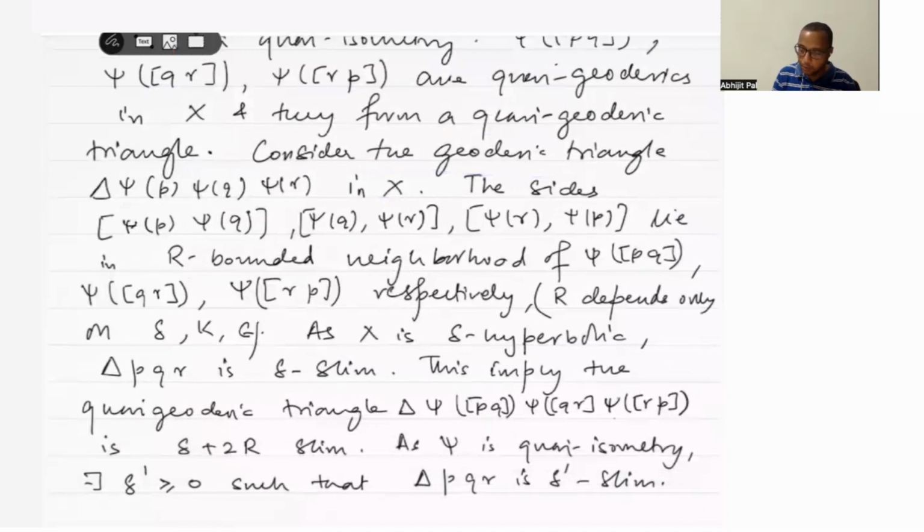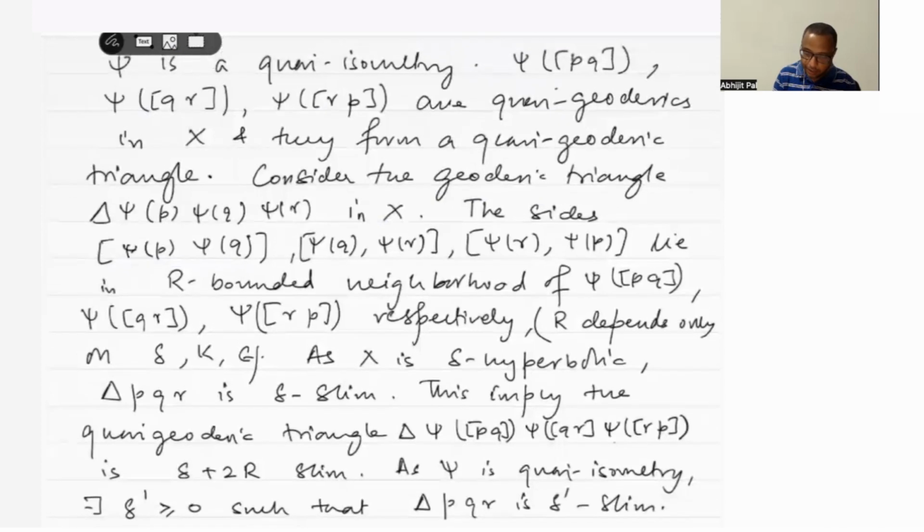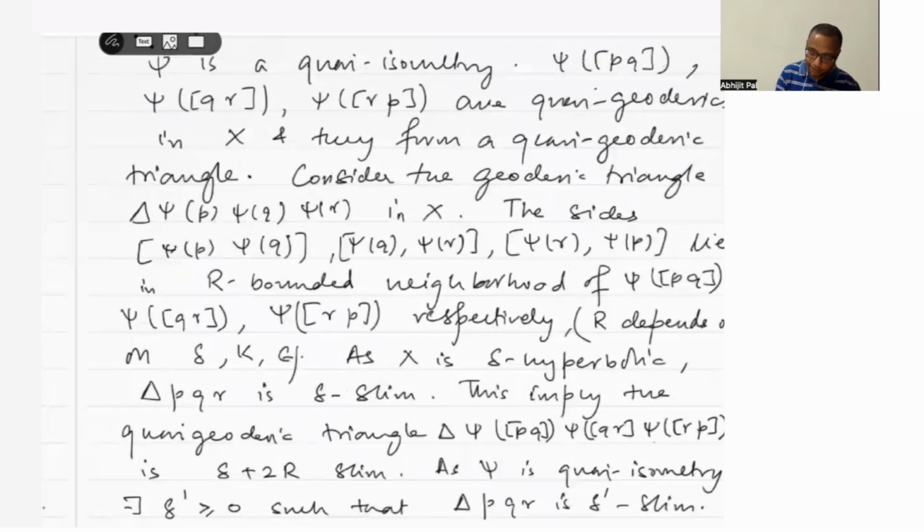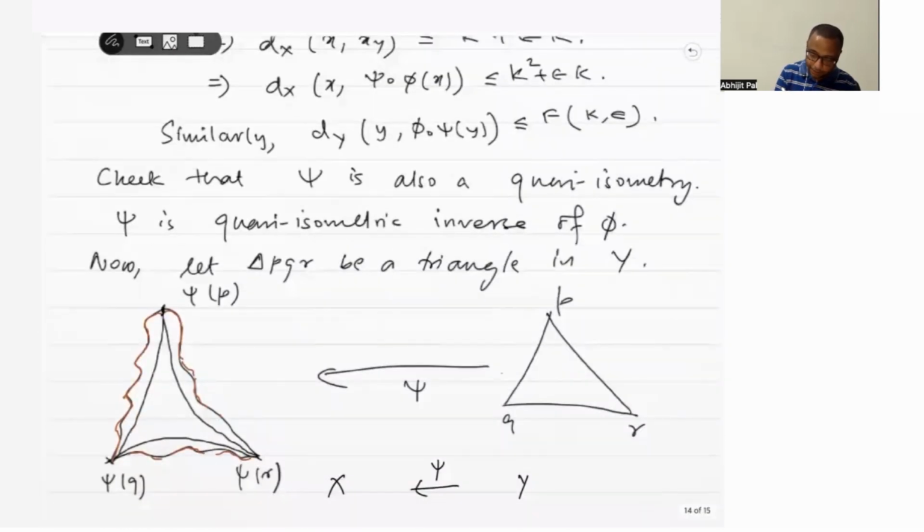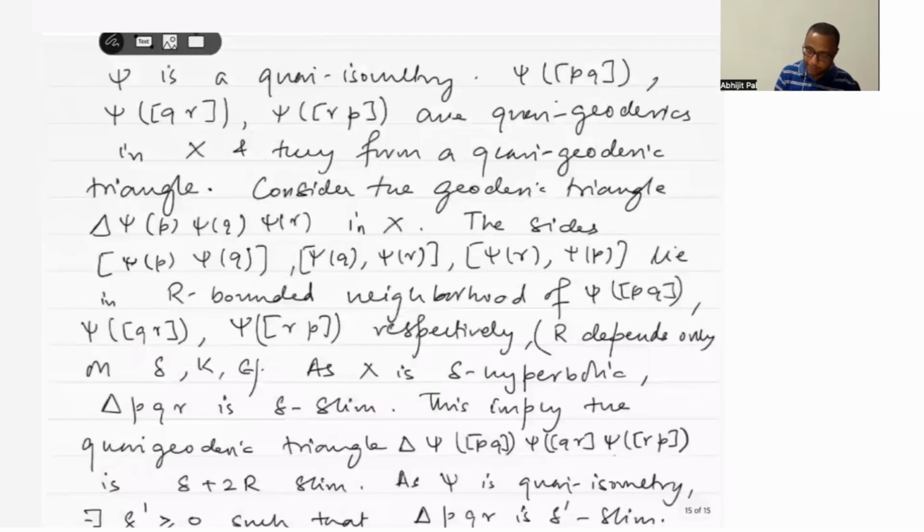Now because of the stability of quasi-geodesics, the geodesic joining psi P and psi Q will lie in an R neighborhood of psi of PQ. That follows from the stability property. So each side of this geodesic triangle will be contained in the R neighborhood of the corresponding side of the quasi-geodesic triangle. That is what is written here.